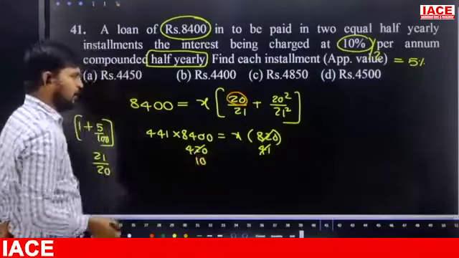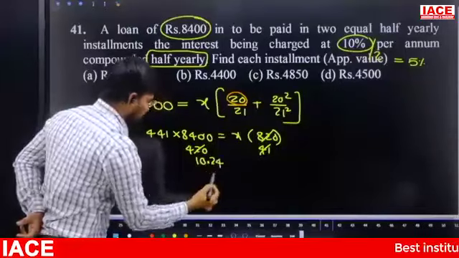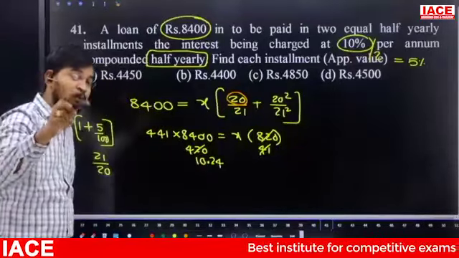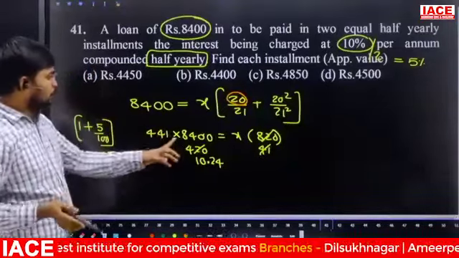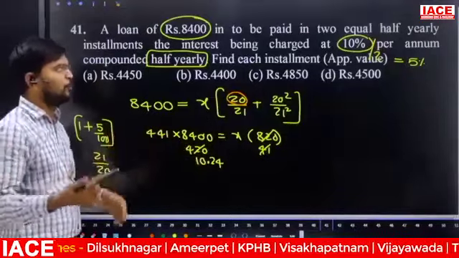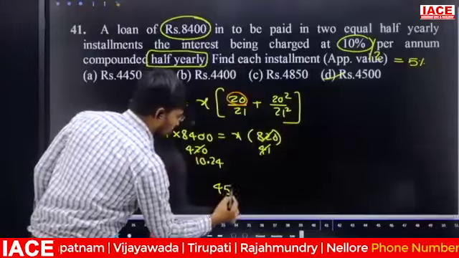41 410. Remainder is what? 10, 100. So 10.24 times like that. 441 into 10, 4,410. But your answer is more than 4,410, and that should be 441 into 0.2 is nothing but 88. So your answer is very closer to 4,500. So option D is the right answer.